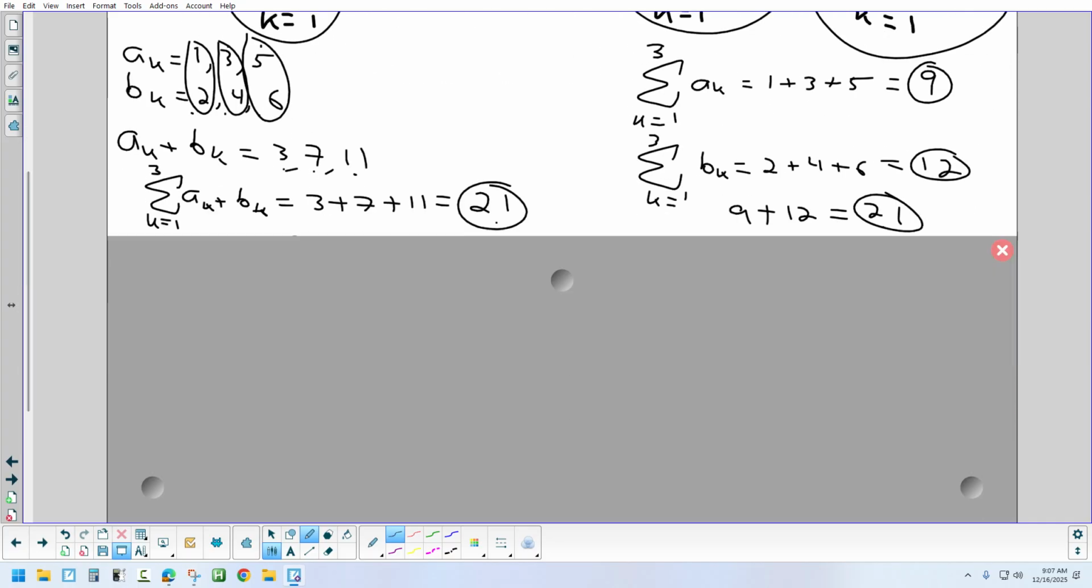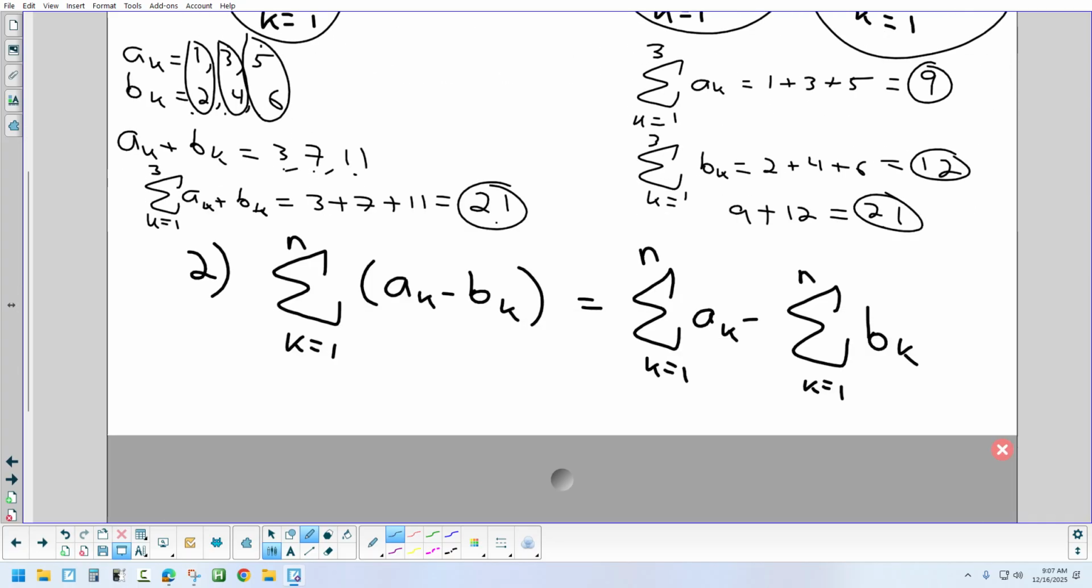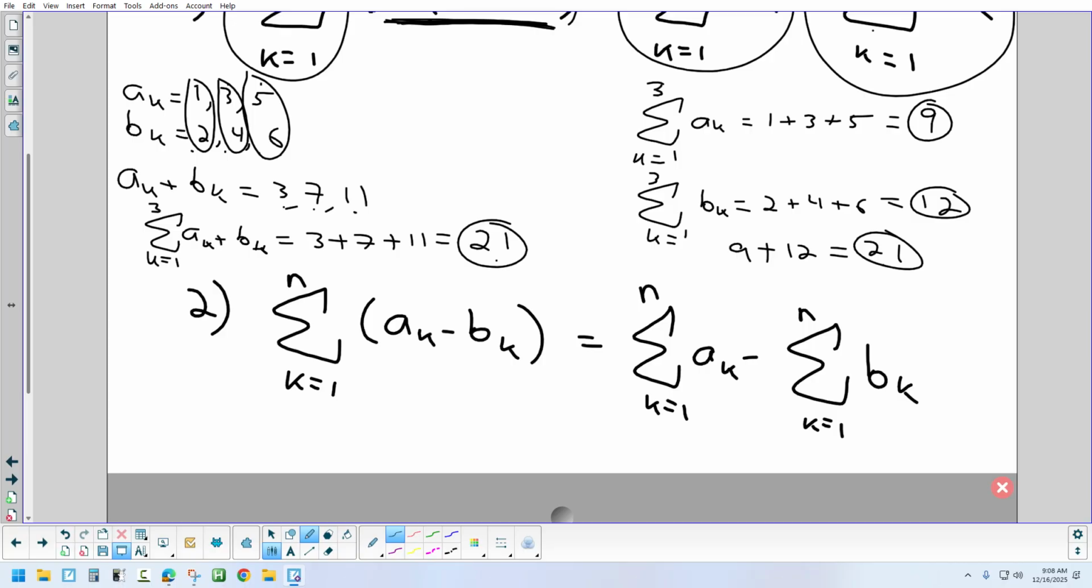Okay, and if you can do that with addition, you can do exactly the same thing with subtraction. I'm not going to go through a whole example again with that one, but if you want to subtract two sequences from each other, you can subtract them term by term, or you can do it the way that's on the right. You'll get the same result either way.